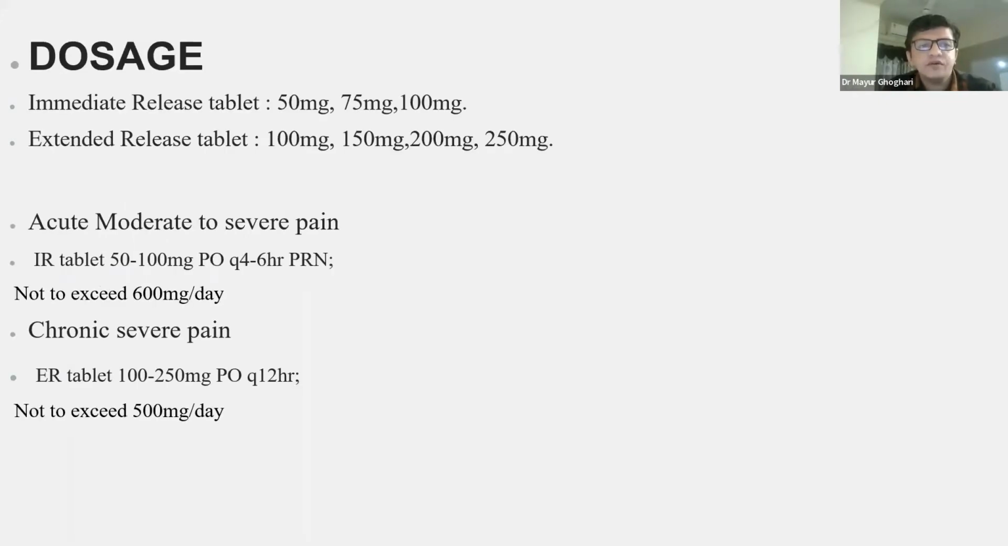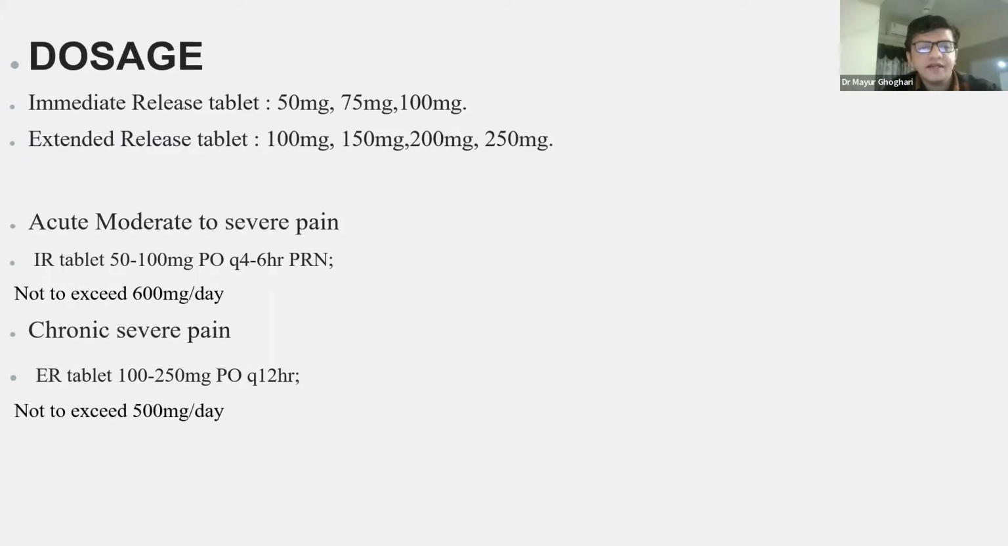Doses of tapentadol: it is available in various strengths. Immediate release strengths are available in 50 milligram, 75 milligram, and 100 milligram. Extended release tablets are available in 100 milligram, 150 milligram, 200 milligram, and 250 milligram strengths. For acute moderate to severe pain, the immediate release tablet dose is 50 to 100 milligram orally every 4 to 6 hours, and can be increased gradually up to 150 milligram 4 times a day or 6 hourly, not exceeding 600 milligram per day.